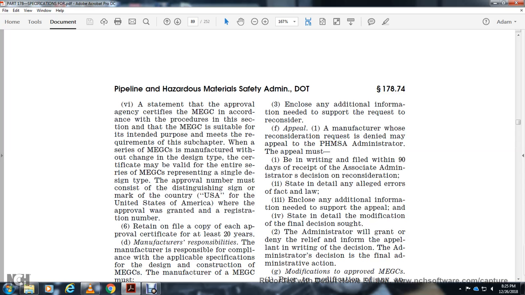Appeal: a manufacturer whose reconsideration request is denied may appeal to the PHMSA administrator. The appeal must be in writing and filed within 90 days of the receipt of the associated administrator's decision on reconsideration. State in detail any alleged errors in fact or law, including any additional information needed to support the appeal. The administrator will grant or deny the relief and inform the appealing party in writing of the decision. The administrator's decision is the final administrative action.